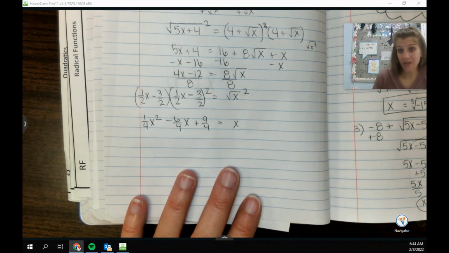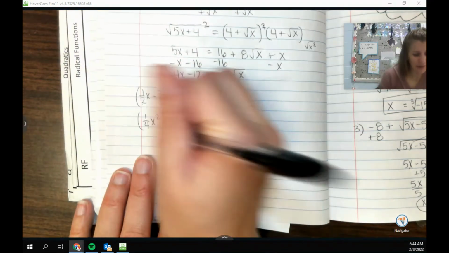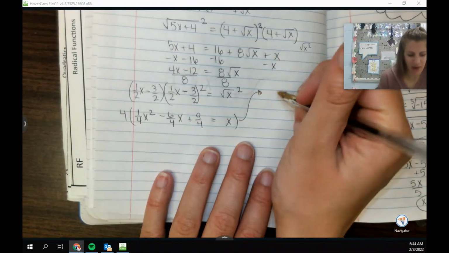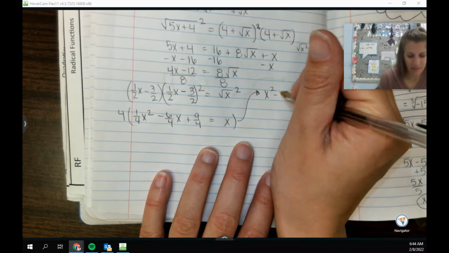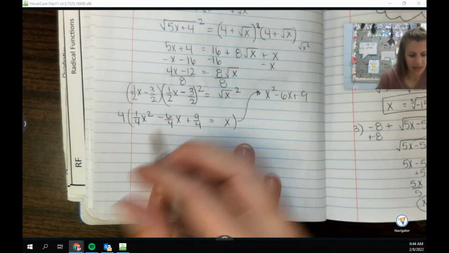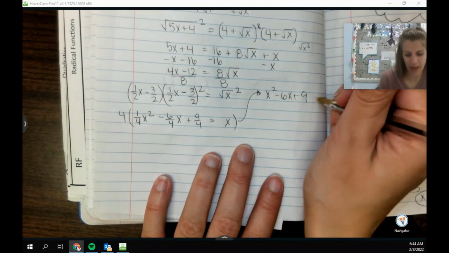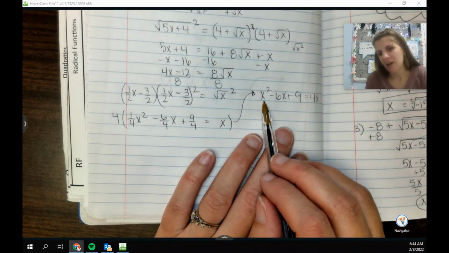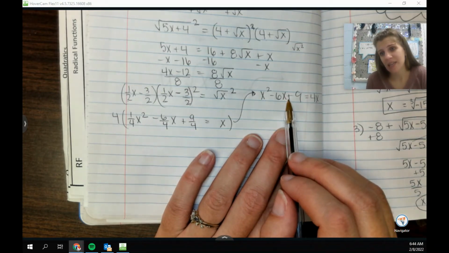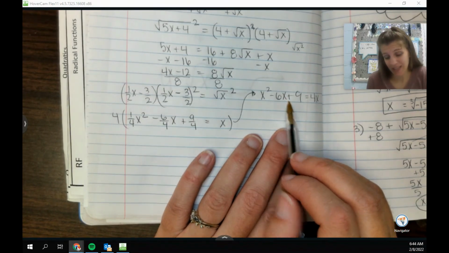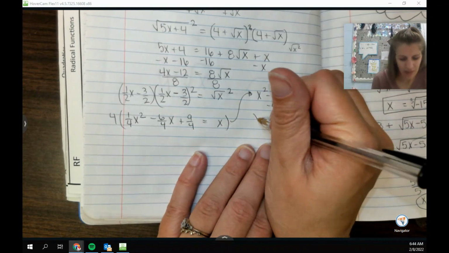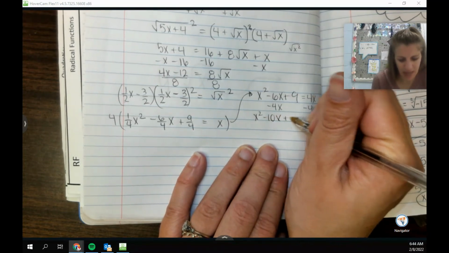I hate all these fractions. As much as I love a fraction, I'm going to multiply everything by 4 because then I won't have to deal with the fraction mess anymore. So then we'll have x squared minus 6x plus 9, because all the denominator 4's will just go away, equals 4x. And what I'm noticing now is that I don't have any more square roots, but I do have an x squared and an x. And this is like a quadratic. So I'm going to want to make it equal to 0. And so we'll have x squared minus 10x plus 9.